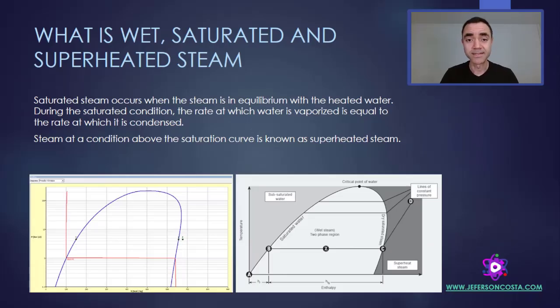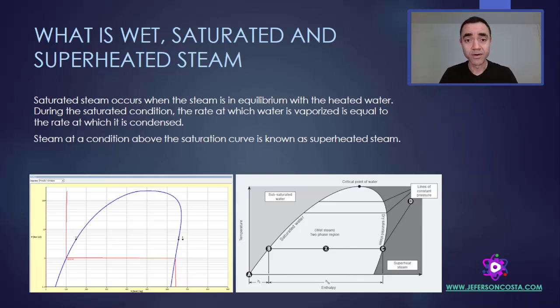If you want to work as a chemical engineer in plant design, it is very important that you get familiar with steam, because steam is a very common utility used in many processes. But what is steam? Steam, in a few words, is water in the vapor phase.